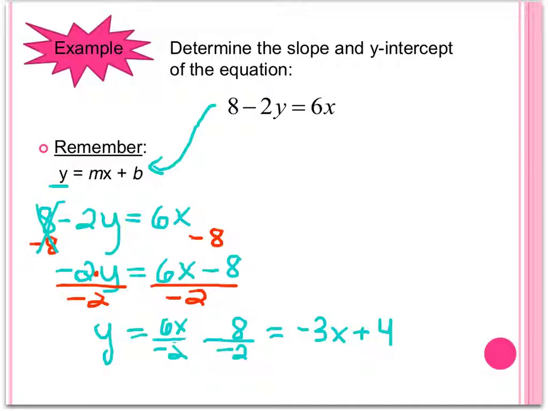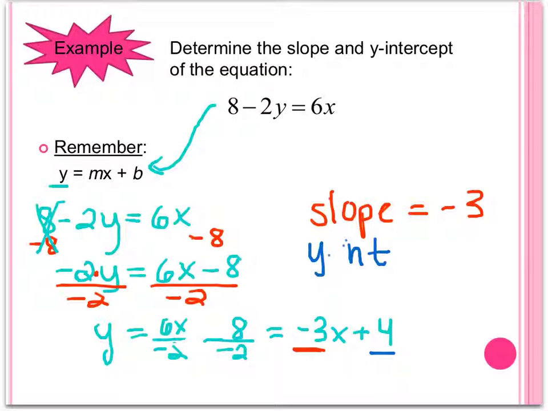Remember, the slope is the coefficient in front of the x term. So our slope here is negative 3. And our y-intercept is the b, and in this case it's 4. That could also be written as the point (0, 4).